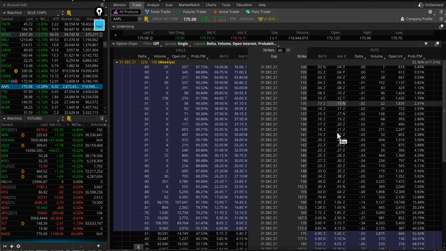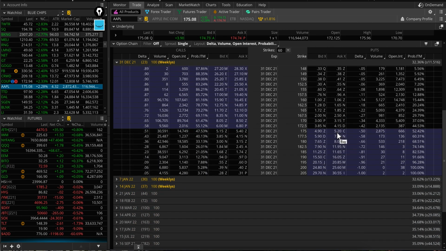But what's the probability of Apple by December 31st to hit, let's say, 185? Okay, then we can go take a look at 190 as well. 185, 20% probability of that happening, 21%. And 190 strike price, 13% pretty much.